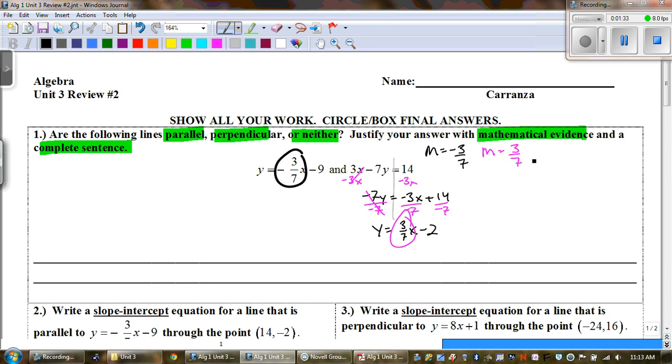Well, they're opposite, but are they opposite reciprocal? No, so if they're not opposite reciprocal, they're not perpendicular. They're not 100% the same, so they're not parallel. So that leaves us with an answer of neither.